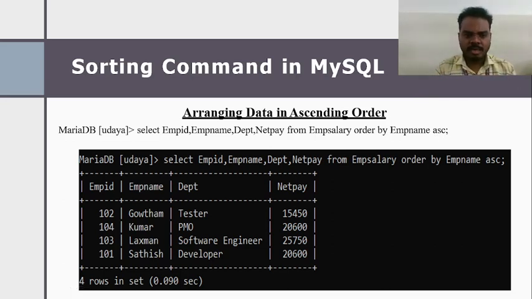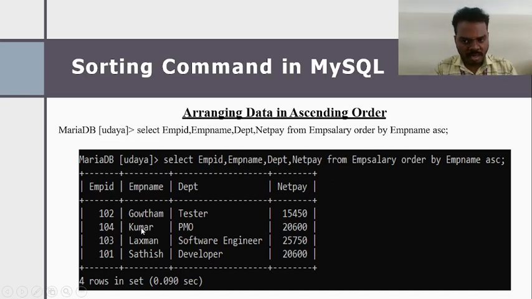So I am going to use the command: select EMP ID, EMP name, department and net pay from table name, order by ename ASC. This order by command will arrange your records in ascending order format, in the column employee name. Once you execute this command, it will show employee names in ascending order. You can see the employee ID has changed. It is arranged by employee name in ascending order.